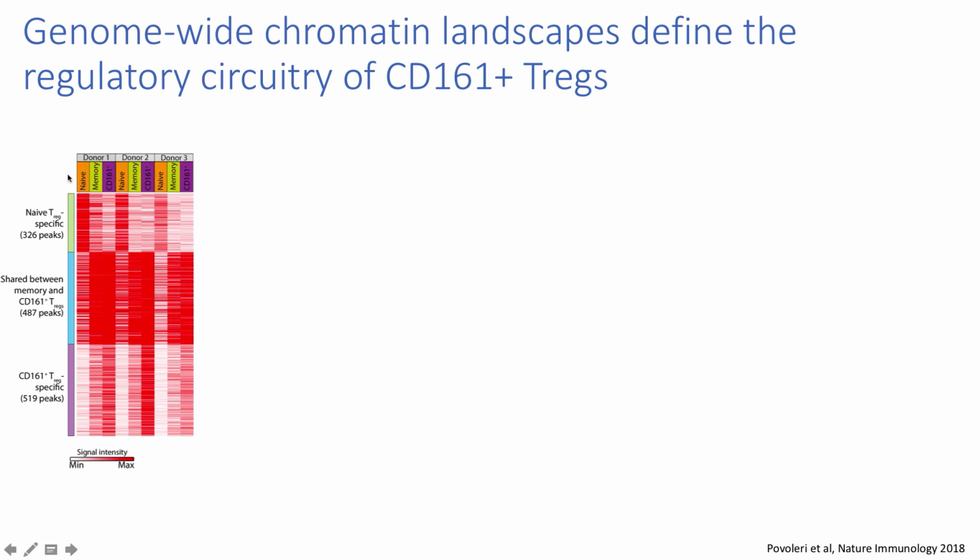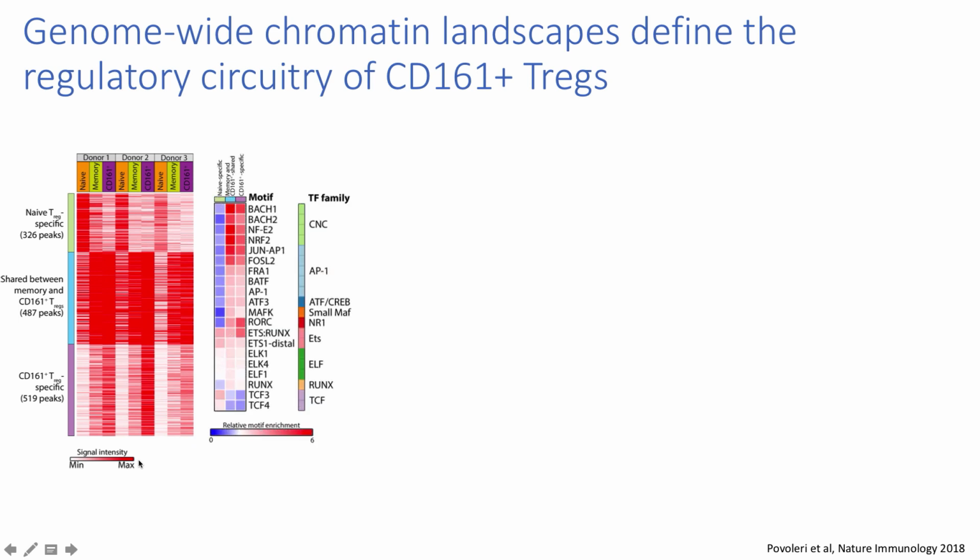To determine, therefore, how this is possible, we performed ATAC sequencing, which allows us to sequence the open chromatin within the cell. So we sorted the three populations of interest, naive Tregs, memory Tregs and CD161 positive Tregs, from 3 donors, and then we looked at the specific peaks indicating specific regulatory regions within the Tregs that make them what they are. And then we performed motif analysis to try and identify a circuitry or transcription factor that might be important for the program of these cells.